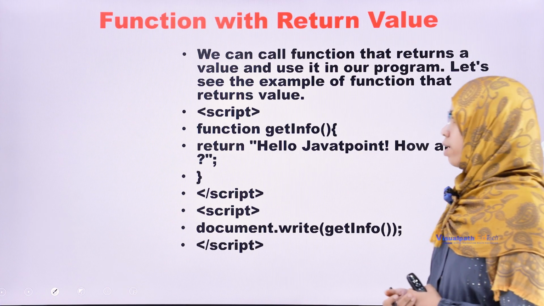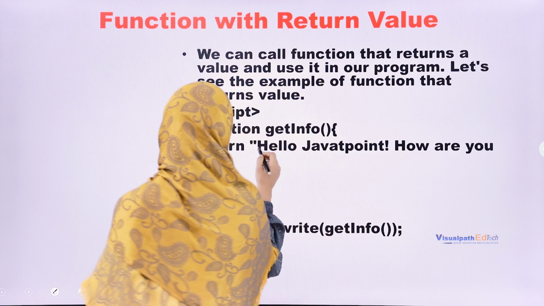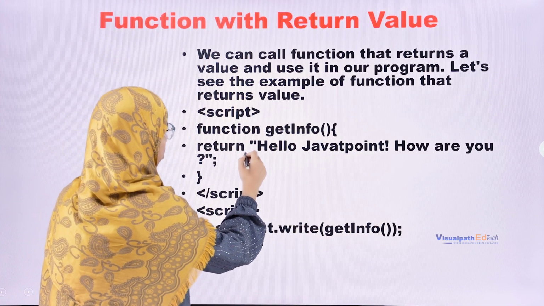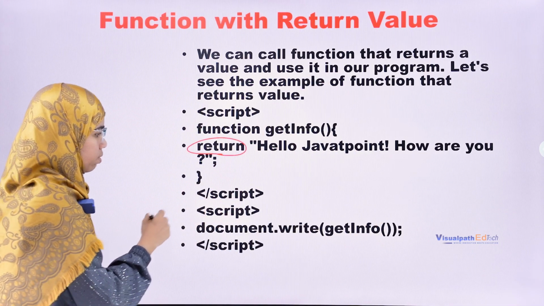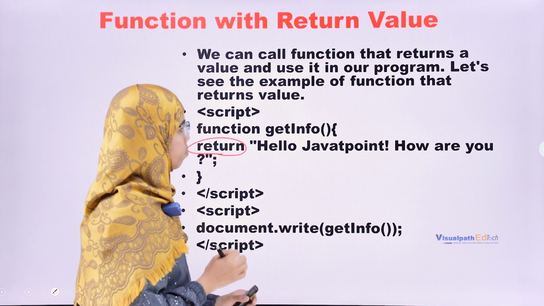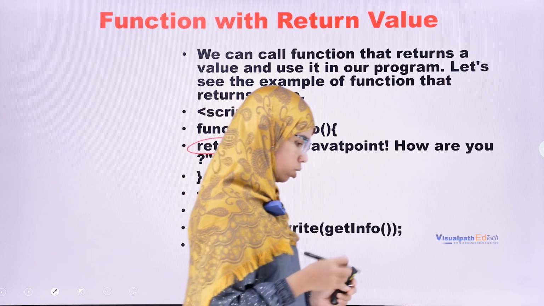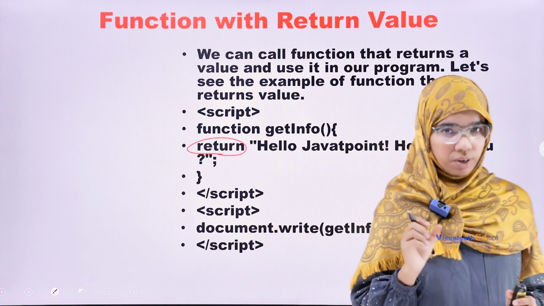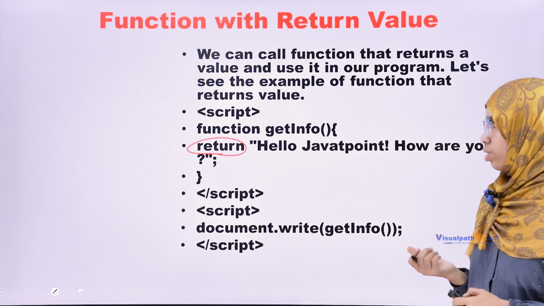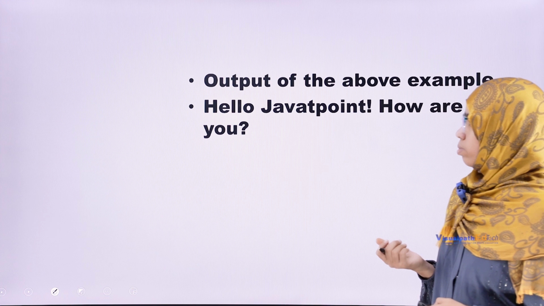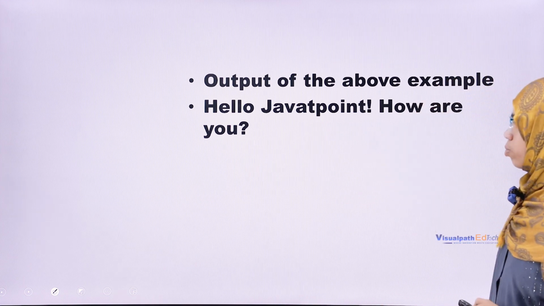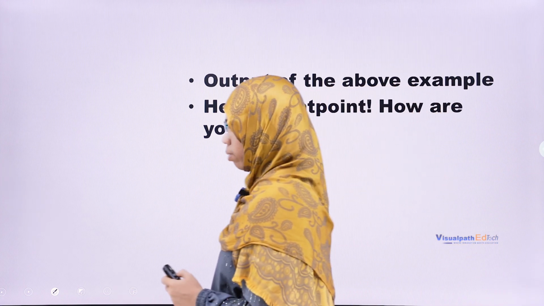Now, returning a value by using a function. How can we return a value? By using the return keyword here. So it will be returning the value for the user. For example, Hello, Javatpoint, how are you? As soon as you use the return keyword, that information will be displayed to the user. So that is the output of the return statement.